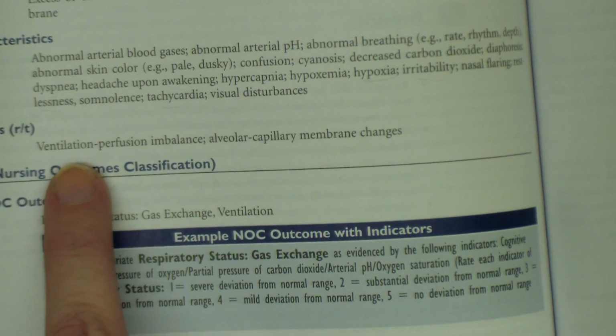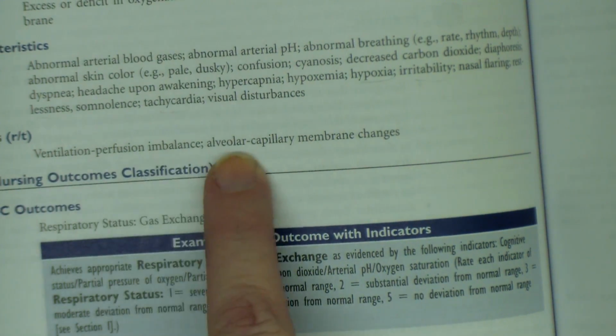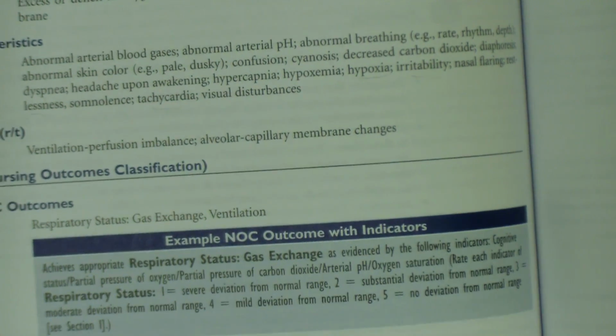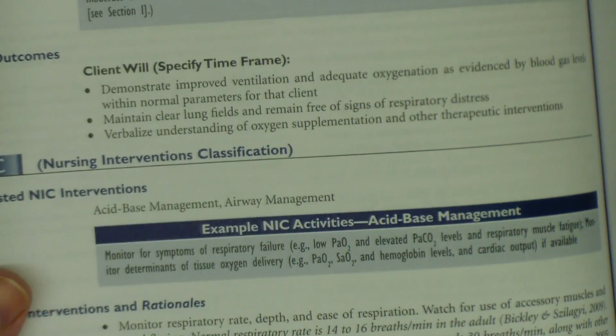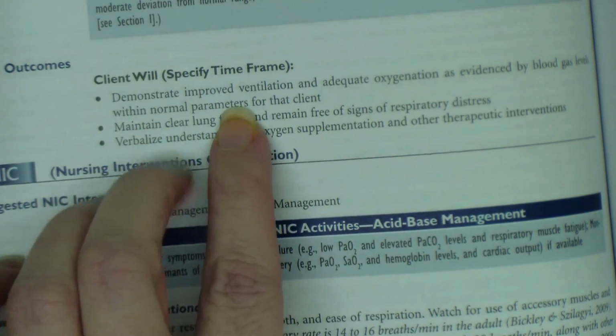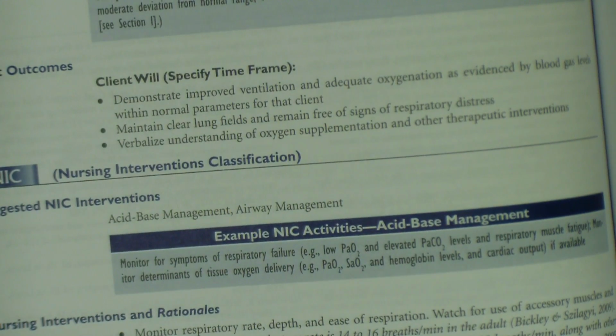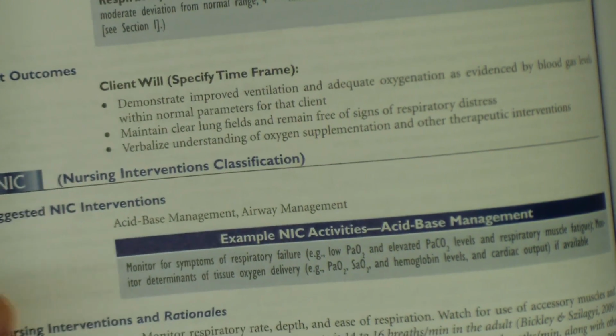So, related to ventilation perfusion imbalance, alveolar capillary membrane changes. Then it goes down to: the client will over time demonstrate improved ventilation and adequate oxygenation. And if they say, well, what can you do as a nurse? What's a nursing intervention? What can you do to help with this?